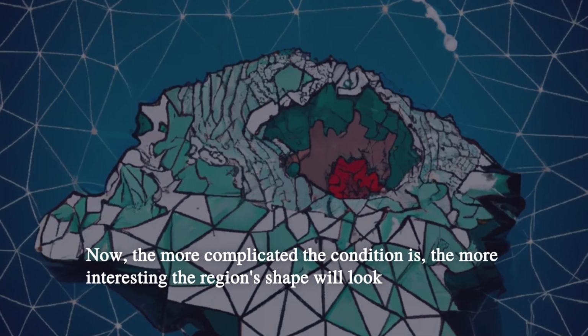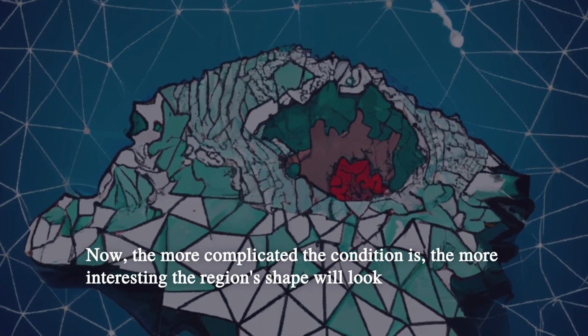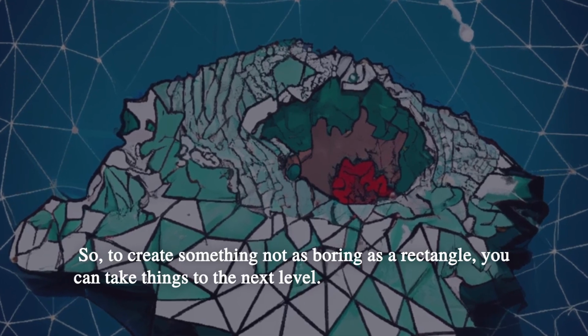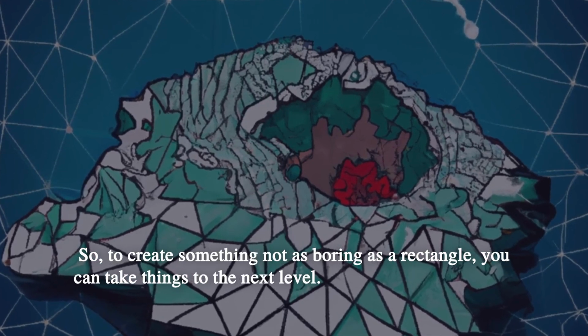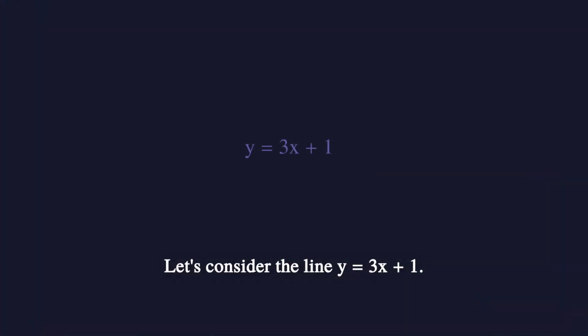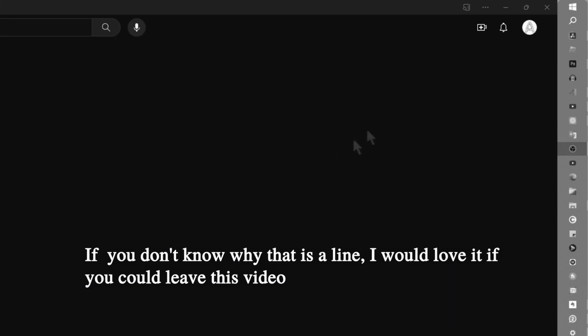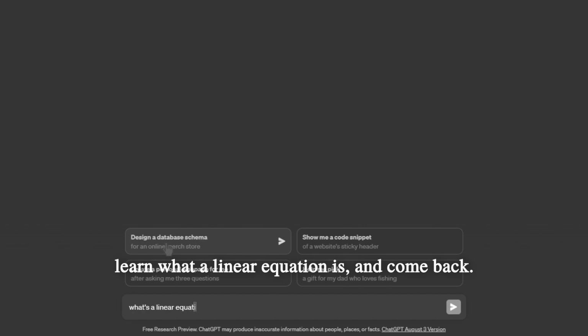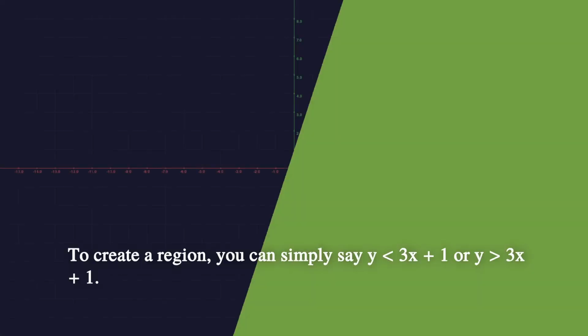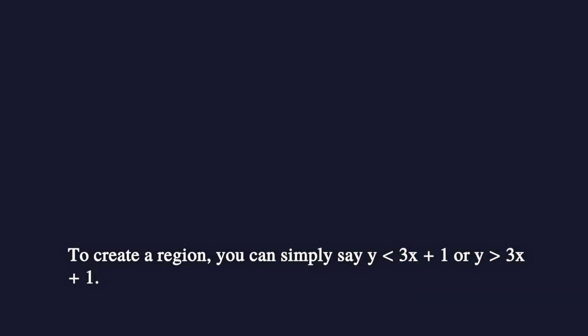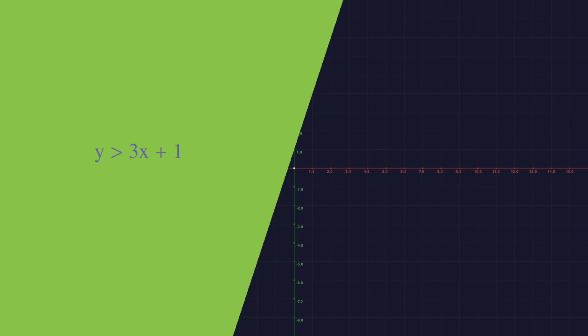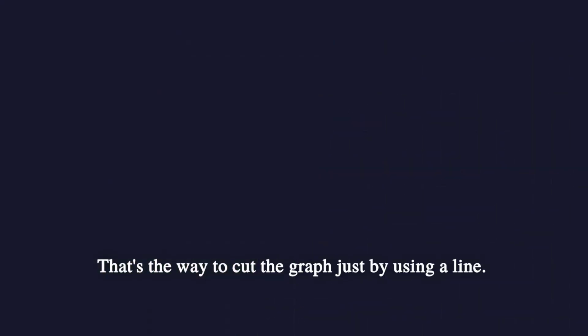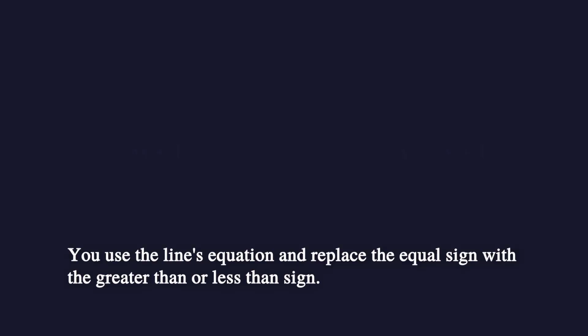Now, the more complicated the condition is, the more interesting the region's shape will look. So to create something not as boring as a rectangle, you can take things to the next level. Let's consider the line y equals 3x plus 1. If you don't know why that is a line, I would love it if you can leave this video, learn what a linear equation is, and come back. To create a region, you can simply say y is less than 3x plus 1 or y is greater than 3x plus 1. That's the way to cut a graph just by using a line. You can use the line equation and replace the equal sign with the greater or less than sign.